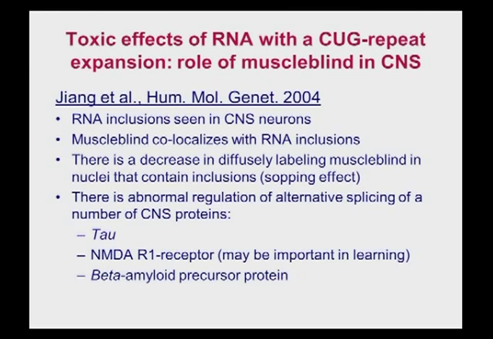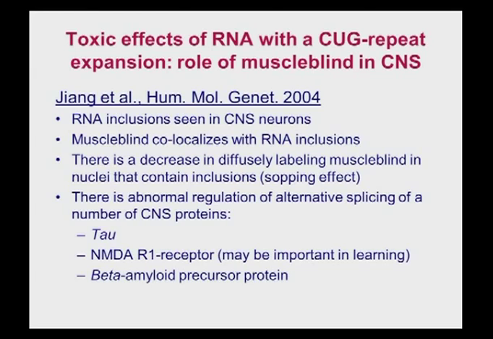And I pretty much have summarized that already when I talked about it. Just to reiterate, actually one point I want to make is that the muscleblind immunostaining, in the absence of the inclusion, tends to be fairly diffusely positive throughout the nucleus. But in the cells that have inclusions, it tends to be concentrated in the inclusions, like it's basically sopping up the free muscleblind. So you don't see the diffuse distribution in the cells that have the inclusions.